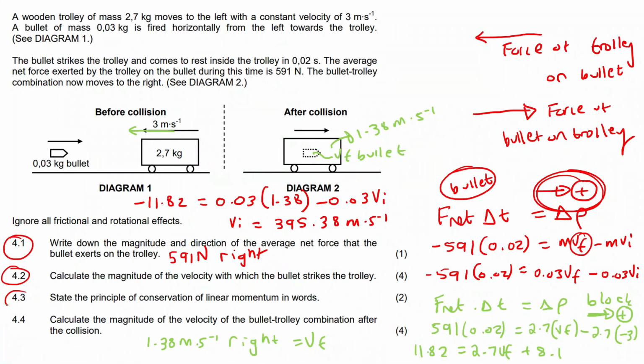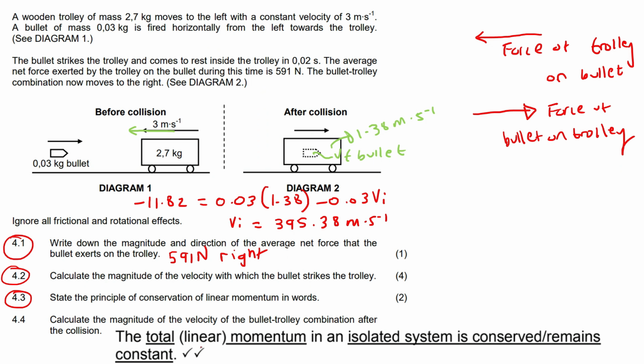Okay, this question over here says, state the principle of conservation of linear momentum in words. So you guys just need to know your definitions. I'll quickly put it on the screen. Okay, so there we have it. The total linear momentum in an isolated system is conserved or remains constant. They used to say in magnitude and direction, but they're becoming a bit more easy with this definition, so that's all that you need to say for that one.